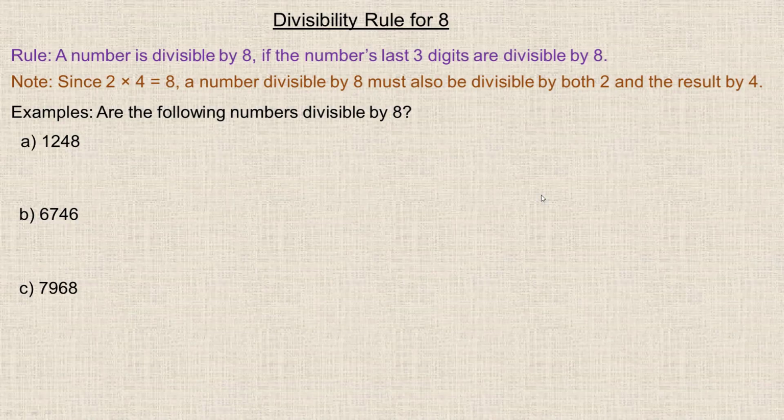In this tutorial, we're going to take a look at the divisibility rules for 8. Now, a number is divisible by 8 if the number's last 3 digits are divisible by 8.